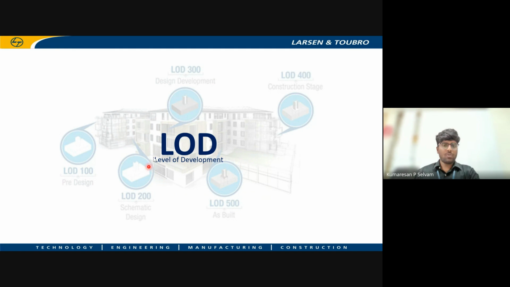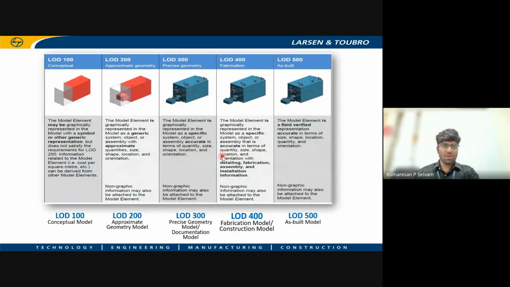Now we will hop on to level of development. There are different levels of development, where LOD 100, LOD 200, 300, 400, and 500 are specifically used here. And there is another level of development called LOD 350, which is between LOD 300 and 400. LOD 100 is a conceptual model, where only a simple model, just a small box diagram, is called a conceptual model.